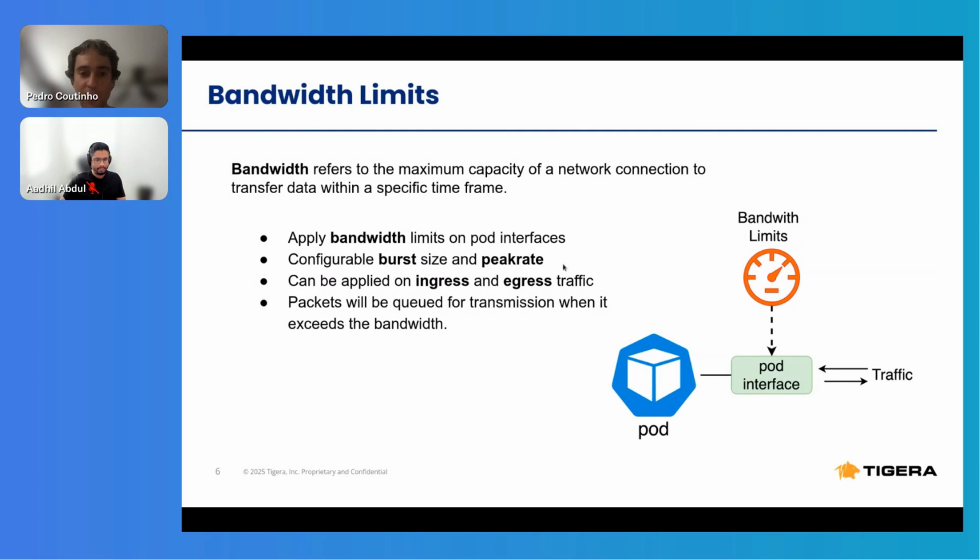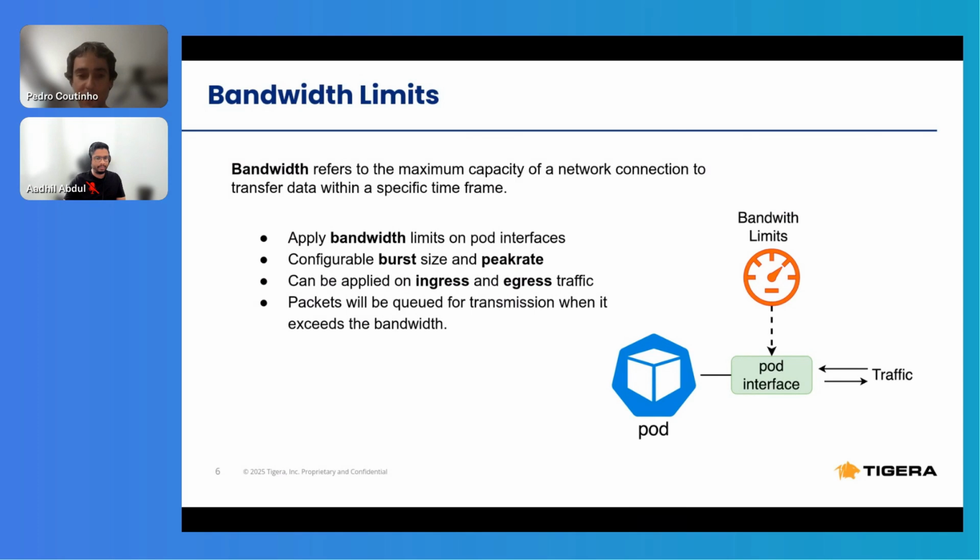But there is also a third parameter, the peak rate, which is a limit on the transmission of burst. So if you don't want your burst to go at line rate, you can also specify a limit of that.